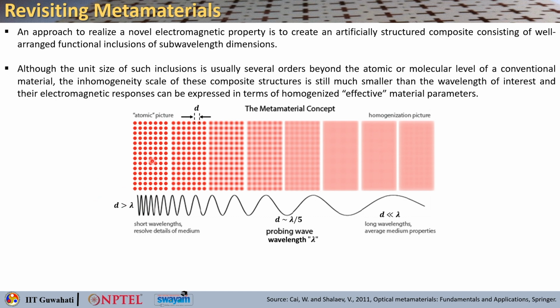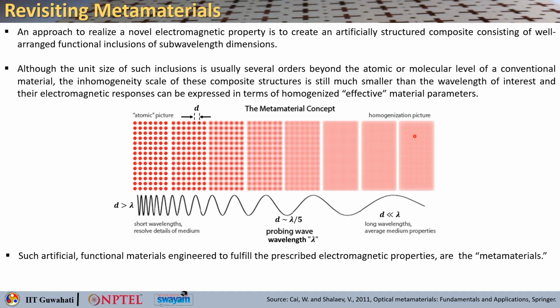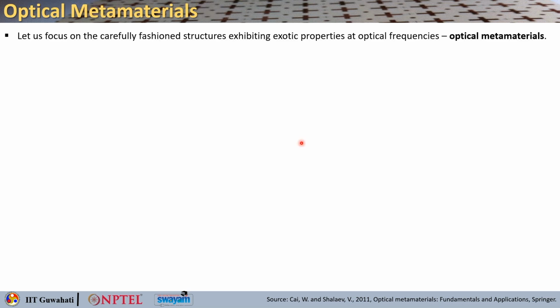That is why, from the initial red colors, which show some properties of the inclusions, if you keep moving towards the right, you get a light red color, because things are getting mixed up between the red and the white. For d greater than lambda by 5, you get more like a homogenization picture. These artificial and functional materials, engineered to fulfill prescribed electromagnetic properties, are called metamaterials.